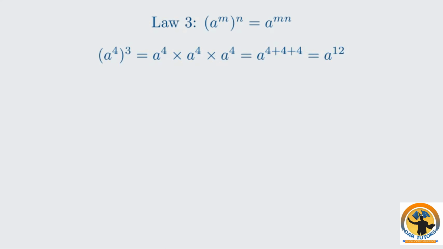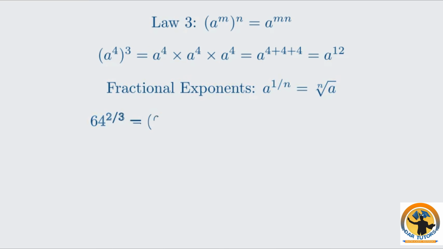This law is also the key to understanding fractional exponents. A fractional exponent like 1 over n represents the nth root. For example, a to the power of 1/2 is the square root of a, and a to the power of 1/3 is the cube root of a. Let's evaluate 64 to the power of 2/3. We can rewrite this as 64 to the power of 1/3 all squared. The cube root of 64 is 4, because 4 times 4 times 4 is 64. Then we square 4 to get 16. So 64 to the power of 2/3 is 16.